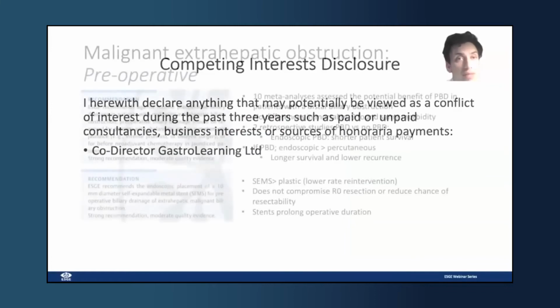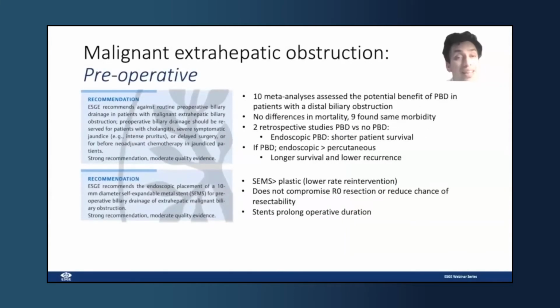These are my disclosures. So first of all, we're going to talk about malignant extrahepatic biliary obstruction in the preoperative setting. And for this, ESG recommend against routine stenting for preoperative drainage. And this should be limited to patients with cholangitis, severe symptomatic jaundice, or delayed surgery, or before neoadjuvant chemotherapy in jaundiced patients. And this is on the basis of 10 meta-analyses that have looked into this.